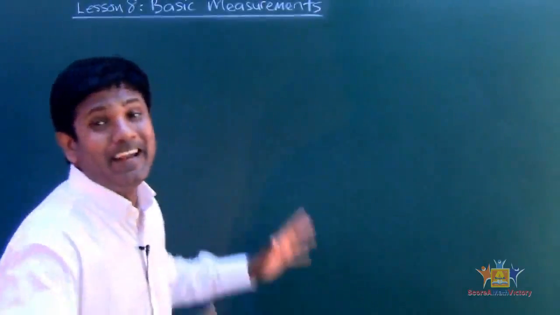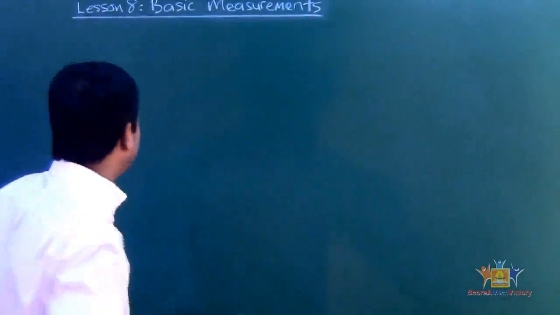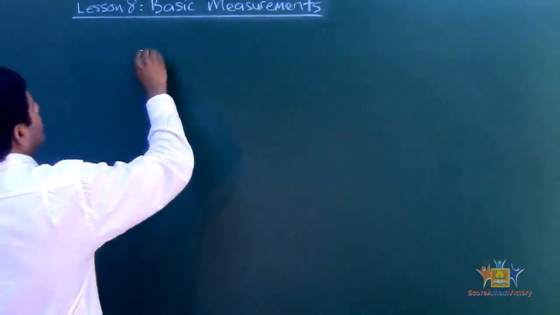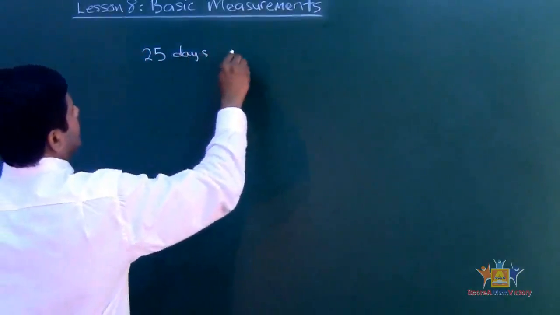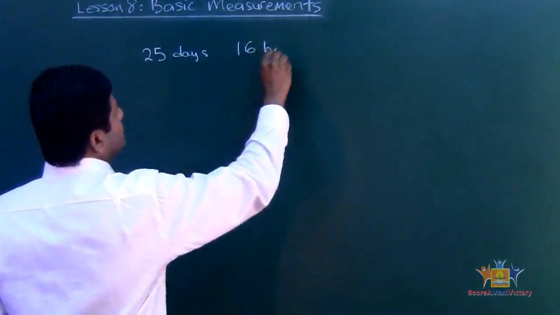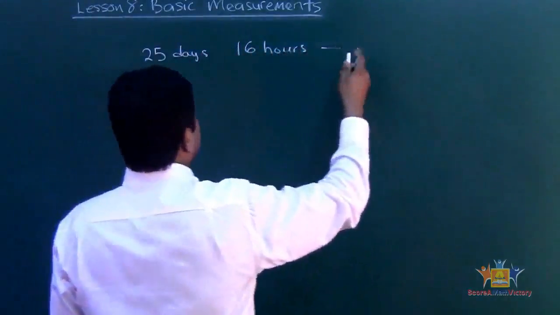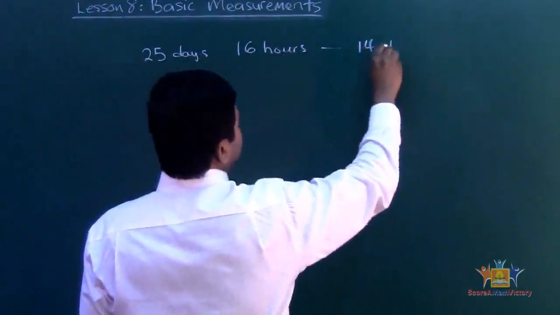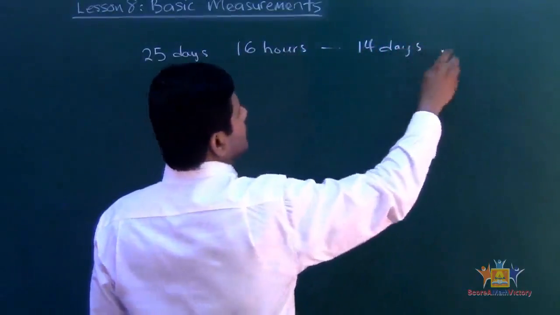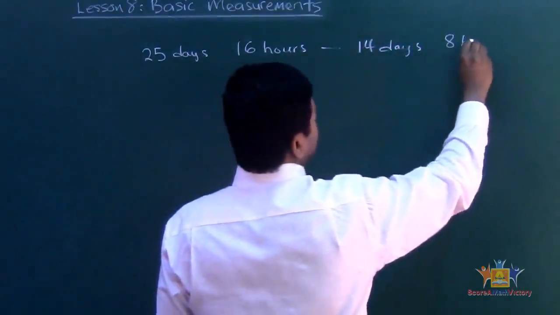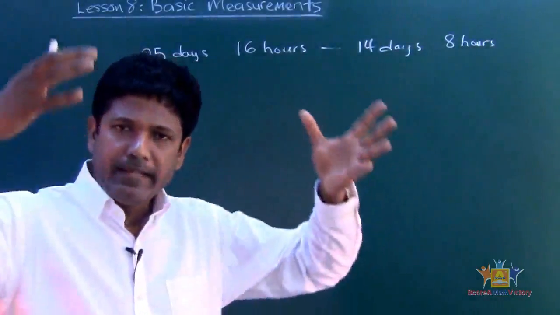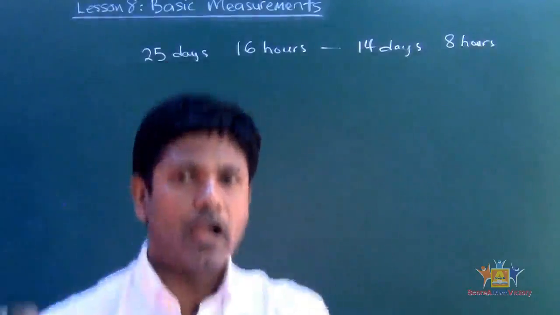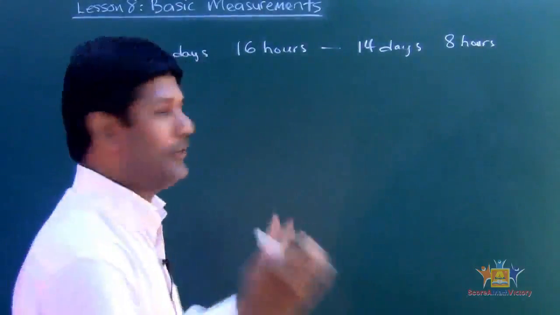Alright, my dear students. Now let's do the subtraction of it, okay? Let's say for example, I give you 25 days and then I give you 16 hours. And I'm subtracting that with 14 days and 8 hours. So what do we do? Again, lining them up, okay? Lining them up by the family, hours and days. Okay, good, let's do that.